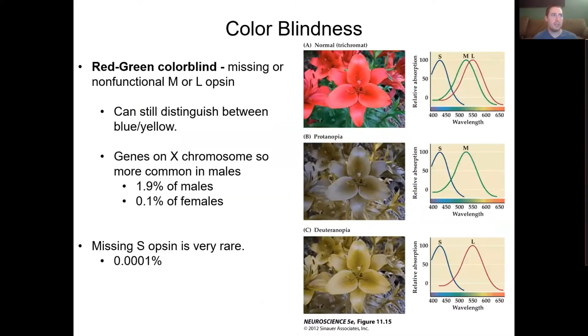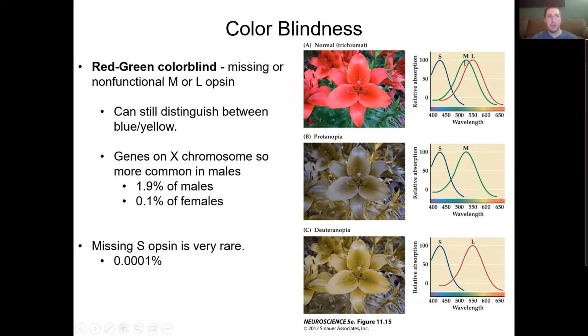So that brings us to color blindness. By far, the most common form of color blindness is red-green color blindness. That's when you're missing or have a non-functional M or L opsin. These are the two that are peaked very close together, and they're peaked close together because evolutionarily they diverged very recently. They're very similar. They're actually copies of each other that had some small changes made so that they have these differences in peak responsiveness.